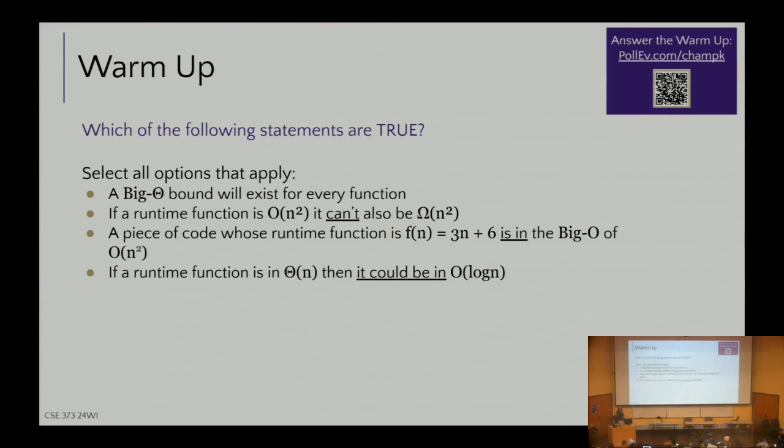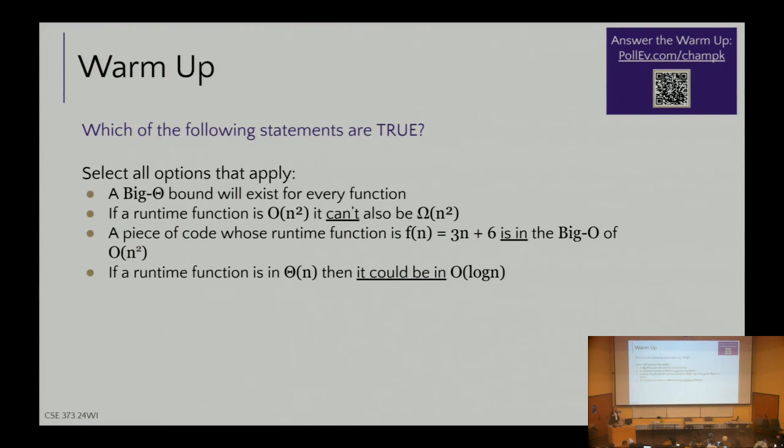Okay. Then let's start with this first statement. A big theta bound will exist for every function. True or false? How about let's do a thumbs up for true and a thumbs down for false? What are we seeing? You can look around and change your answer. I'm not judging you. Okay, yes, I agree. It is false because I gave you an example on Wednesday. This is a little bit me trying to pull out something we talked about a couple days ago.